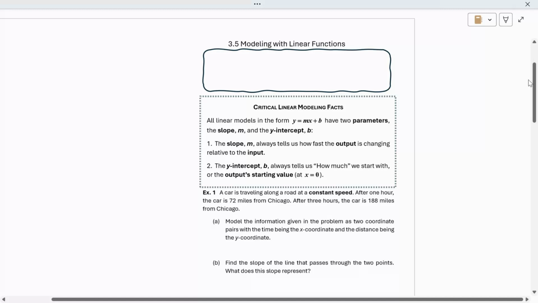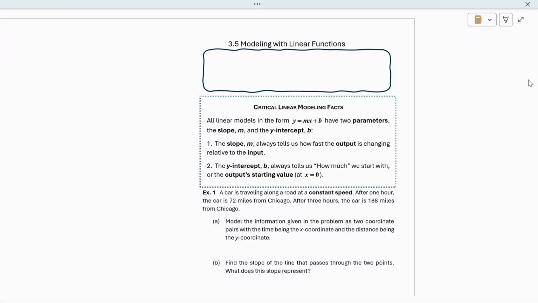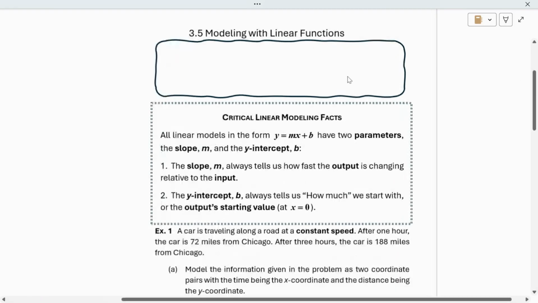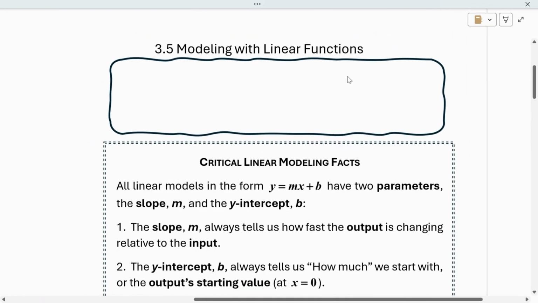Alrighty, so this is lesson 3.5. This goes with your pink foldable 3.5 modeling with linear functions. So we first off are going to start off with our I can statement.